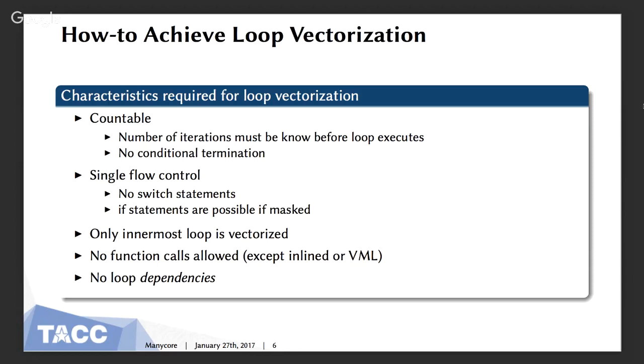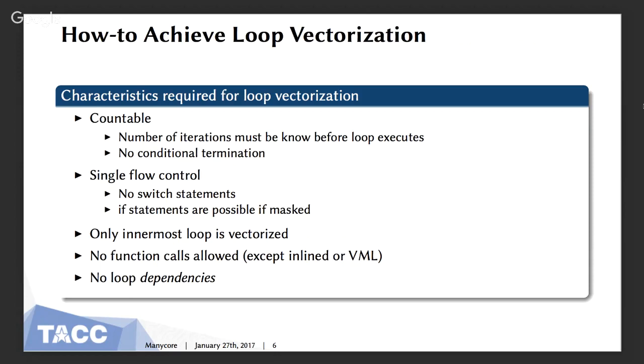So how do we actually get loop vectorization? Most vectorization opportunities occur in loops. Some of the characteristics that are required in order for the compiler to automatically vectorize a loop for you is that the loop must be countable. What that means is the number of iterations has to be known before the loop executes. You can't have some kind of conditional termination like a break statement in there or something like that. The compiler will see that and not know what to do with it.